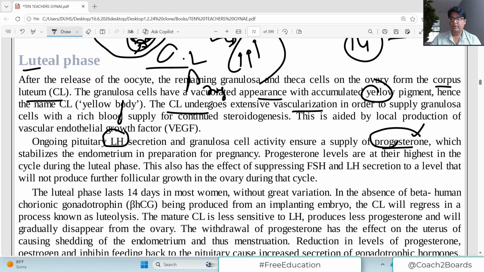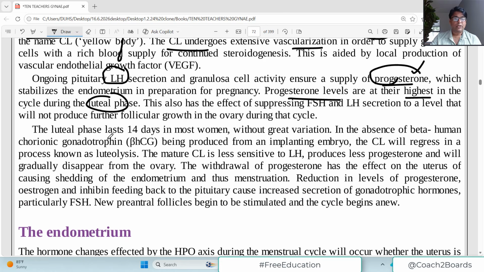That's the job of progesterone and corpus luteum. Now, progesterone levels are at their highest during the luteal phase, and they prepare the uterus. The luteal phase lasts about 14 days. So day 14 पे ovulation हुई, next 14 days is luteal days. So we are reaching up till the time of 28 days.